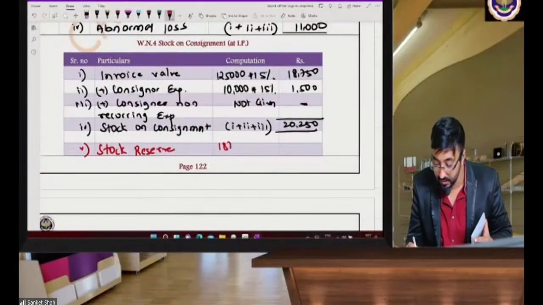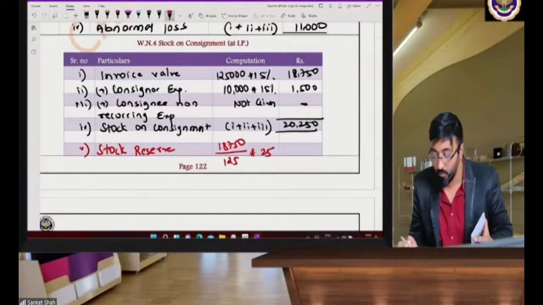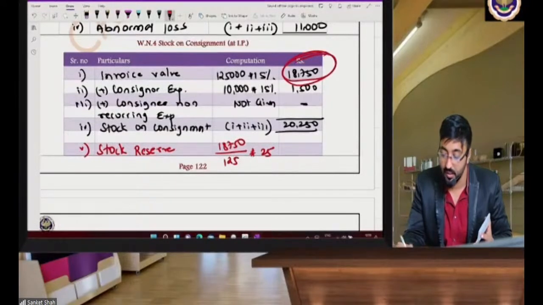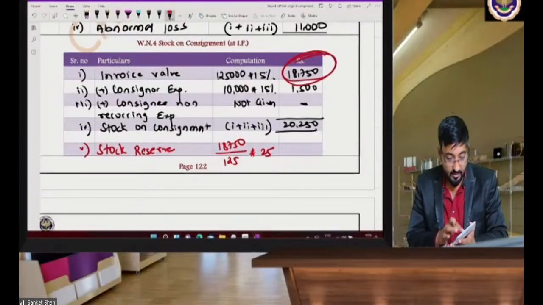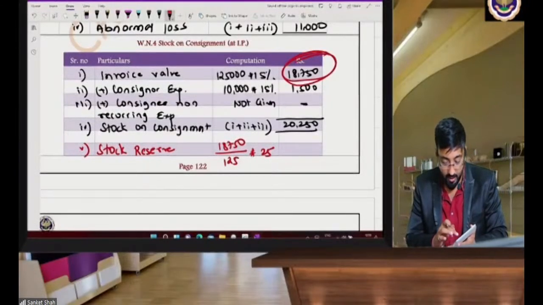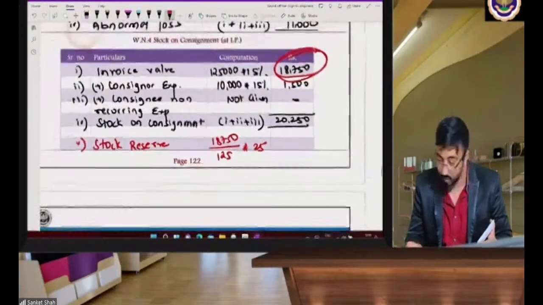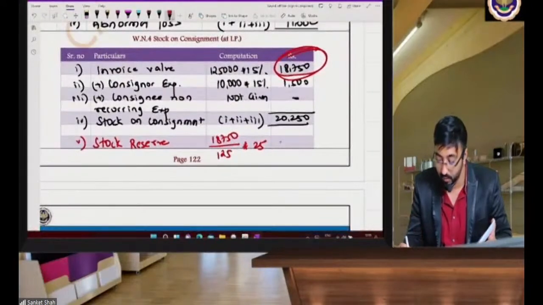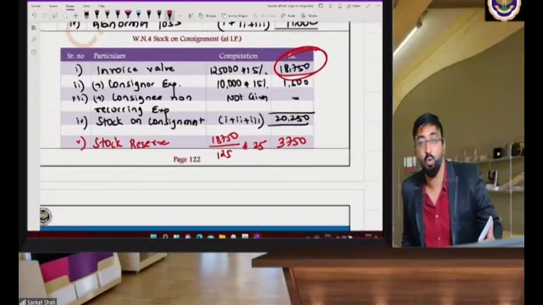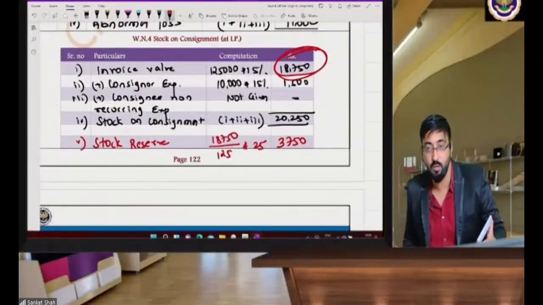See, 18,750 is for 125. So for 25 how much? You will consider only this. 18,750 divided by 5. 25 into divided by 125 into 25. 3,750. You can copy it fast. Otherwise, take a screenshot. Now it's almost done.